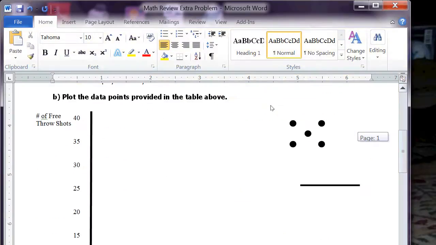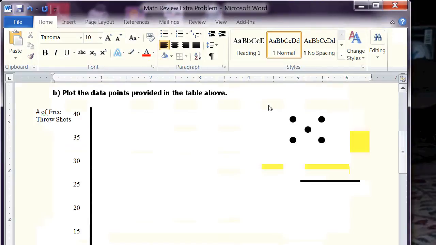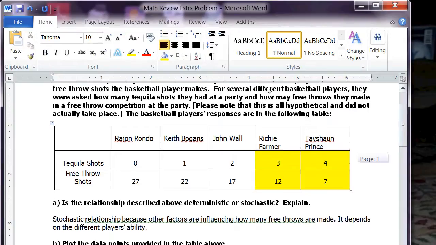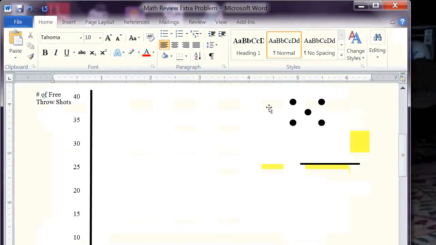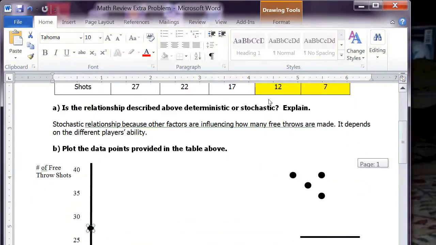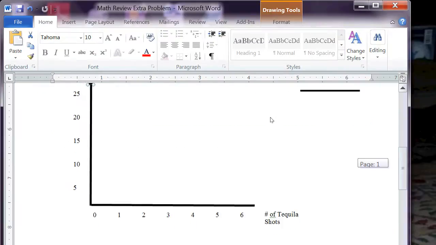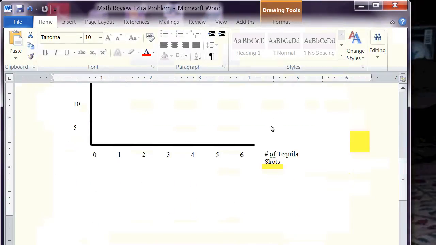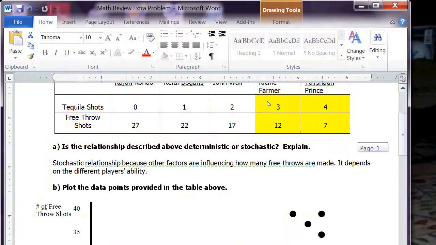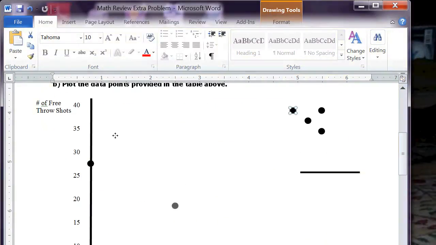Our second question asks us to plot the data points provided in the table above. If we look at our table, we have Rajon Rondo. He has 0 tequila shots, but he makes 27 free throw shots. So if we say 0 and 27, that's going to be right around here. Our next point, 1 tequila shot. Again, our tequila shots are on our x-axis, and our free throws are on our y, so on our vertical axis. 1 tequila shot, 22 free throw shots. So that would put Keith Bogans right around here.